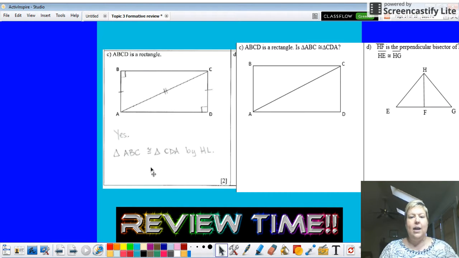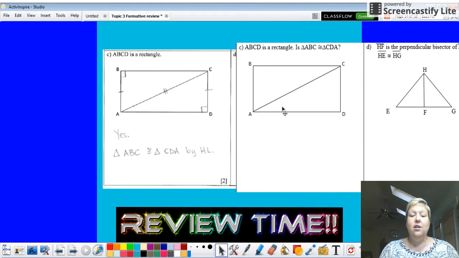Now please remember, on any of these, as long as your letters are in the right format, you can still get this right. You didn't have to have the same exact triangle congruent statement as I did. You might have put CBA is congruent to ADC. You could have put BCA is congruent to DAC. However you did it will work as long as they're in the correct order.